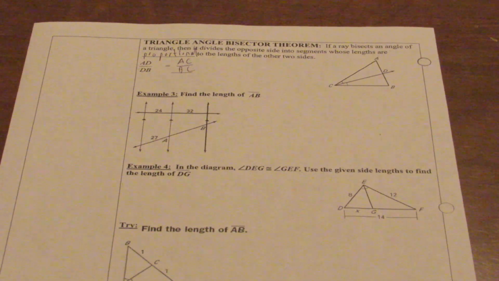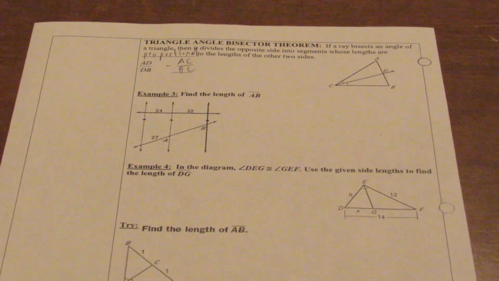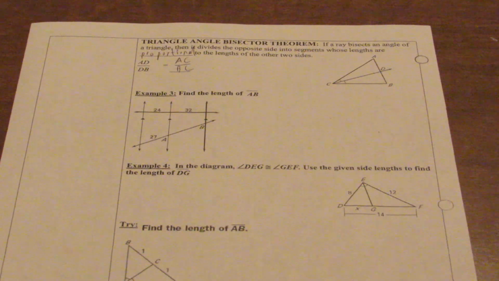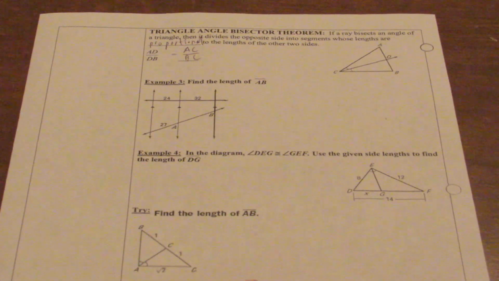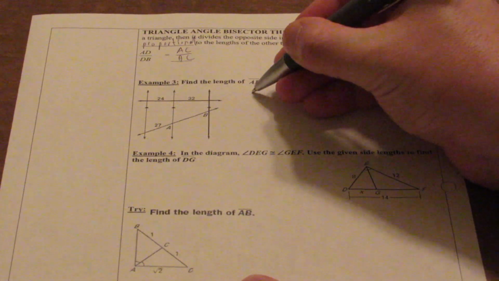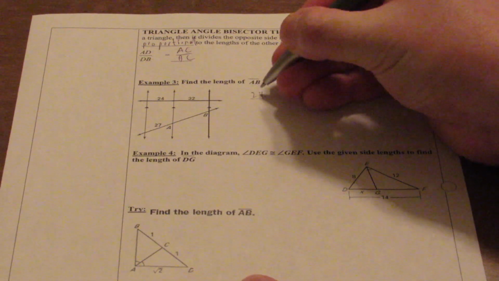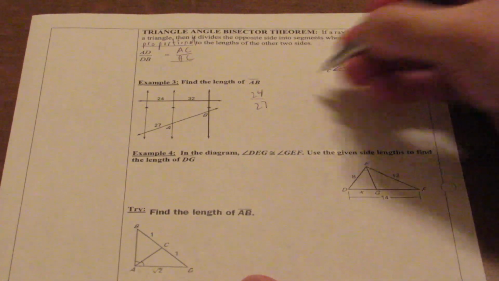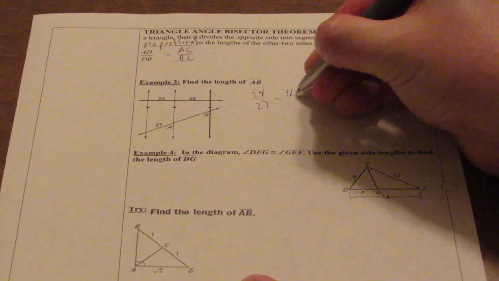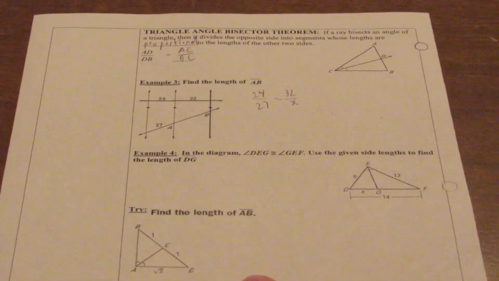Example 3 asks us to find the length of AB. So here we have three parallel lines. We're doing the bottom theorem on the other side. We have 24 over 27 equals 32 over x.